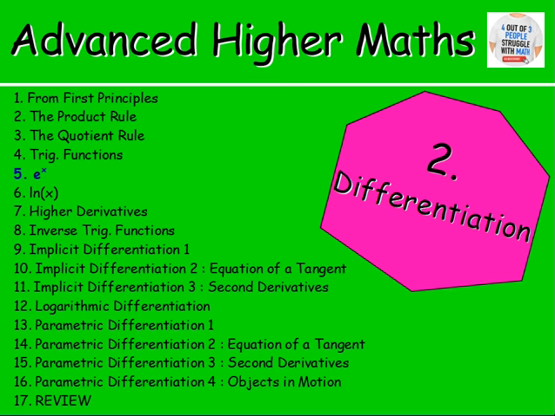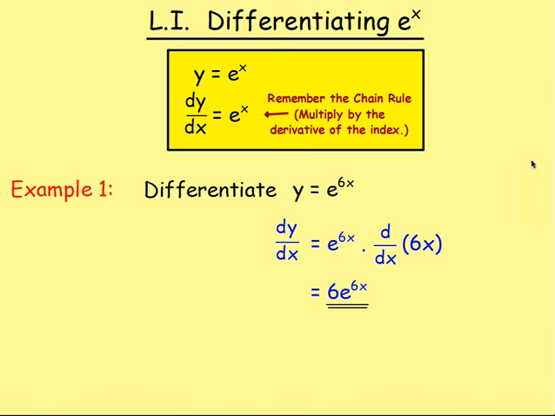After that, we then moved on to look at e to the power of x. We can differentiate e to the power of x, and it's probably the easiest part of the advanced higher course. If you differentiate e to the power of x, you are just left with e to the power of x. Perfect. Except, what do you have to remember? Chain rule. Yes, you need to remember the chain rule. e to the power of x, if you differentiate it, you get e to the power of x, but you need to multiply by the derivative of the index.